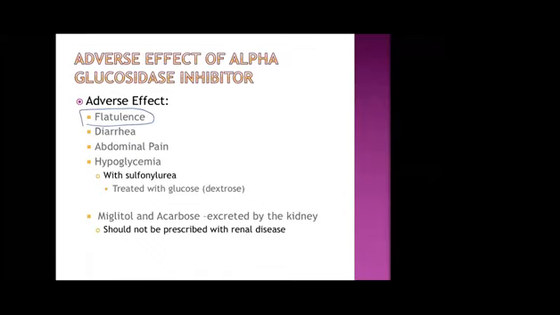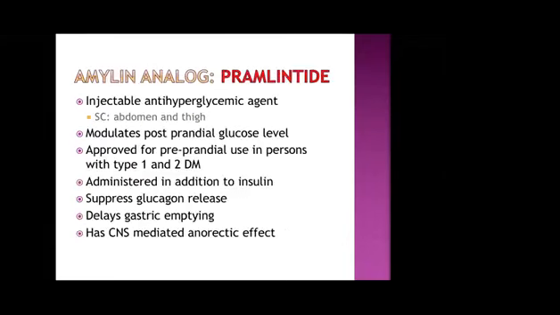And then, for miglitol and acarbose, these agents are primarily excreted by the kidneys. That's why patients with renal disease should not be given miglitol and also acarbose. So everybody, we are finished discussing alpha-glucosidase inhibitors. Next stop, we have amylin analog.